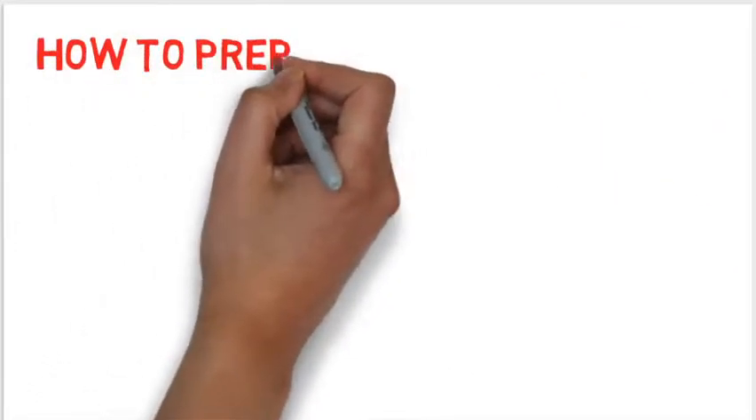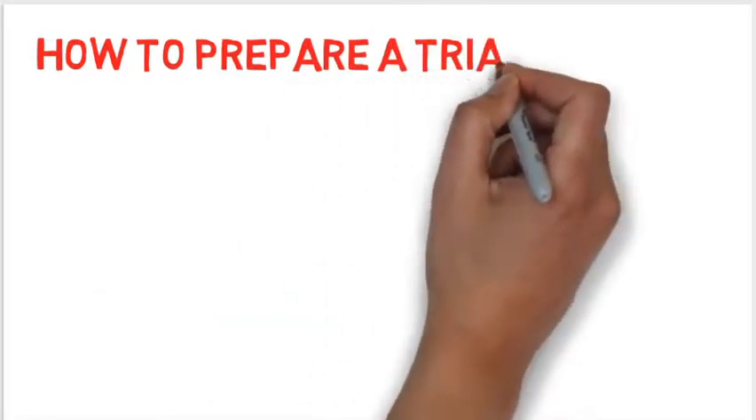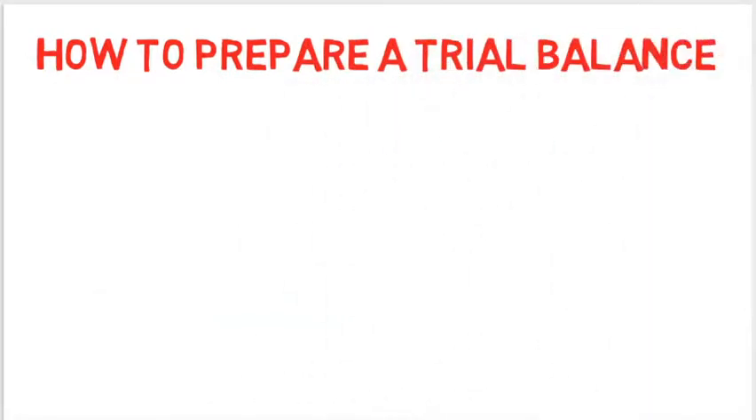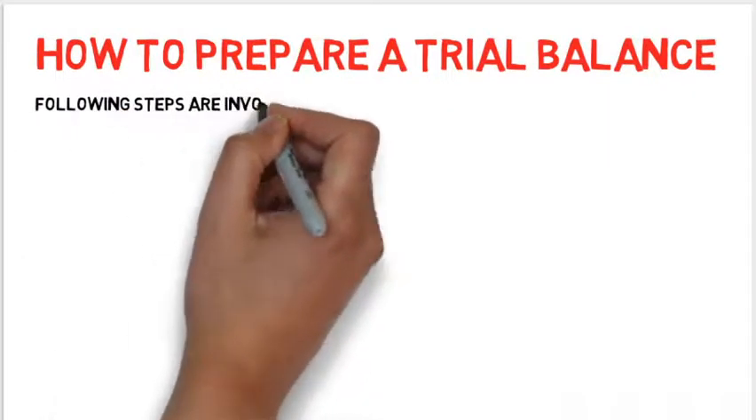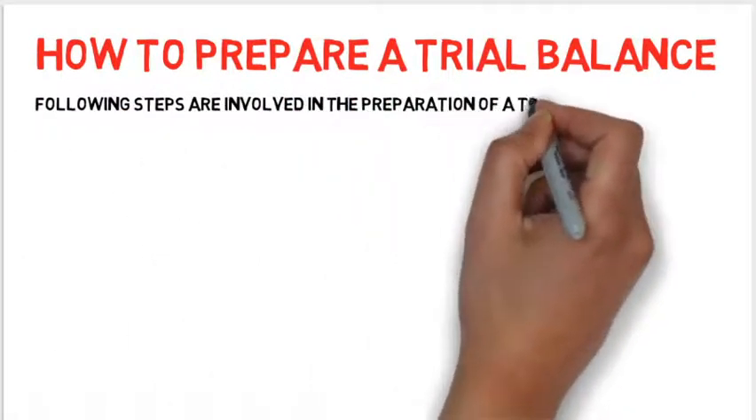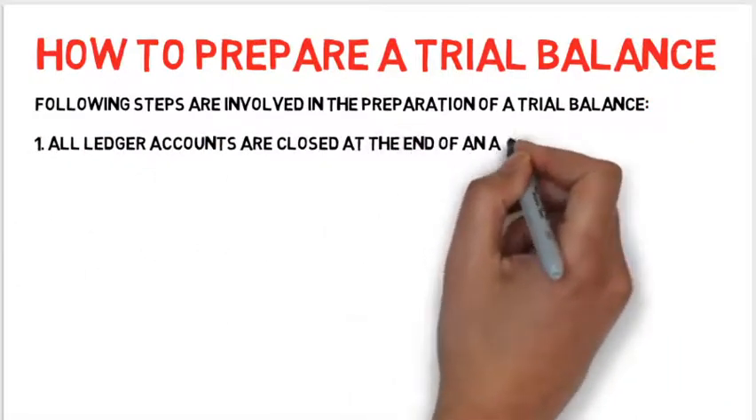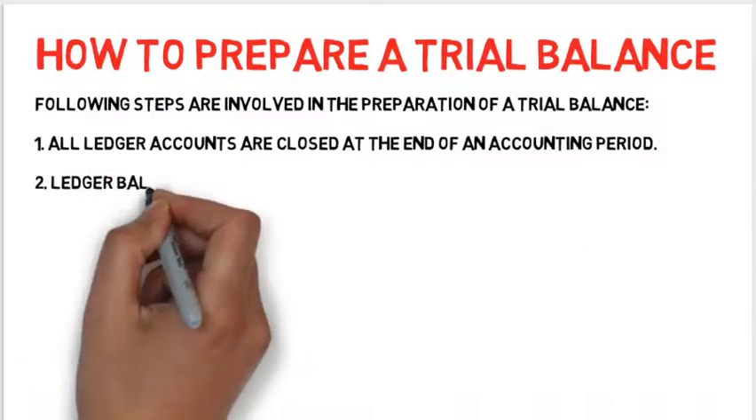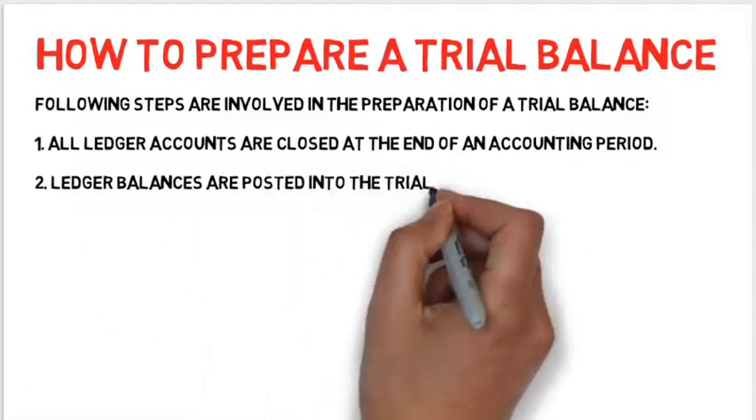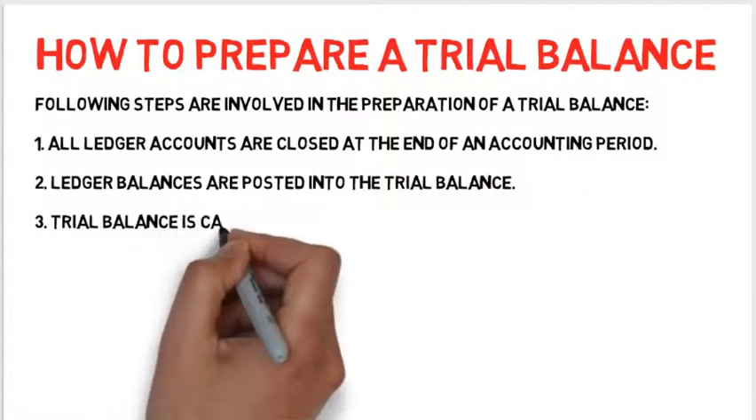How to prepare a trial balance. The following steps are involved in the preparation of a trial balance. First, all ledger accounts are closed at the end of an accounting period. Second, ledger balances are posted into the trial balance. Third, trial balance is cast and errors are identified.